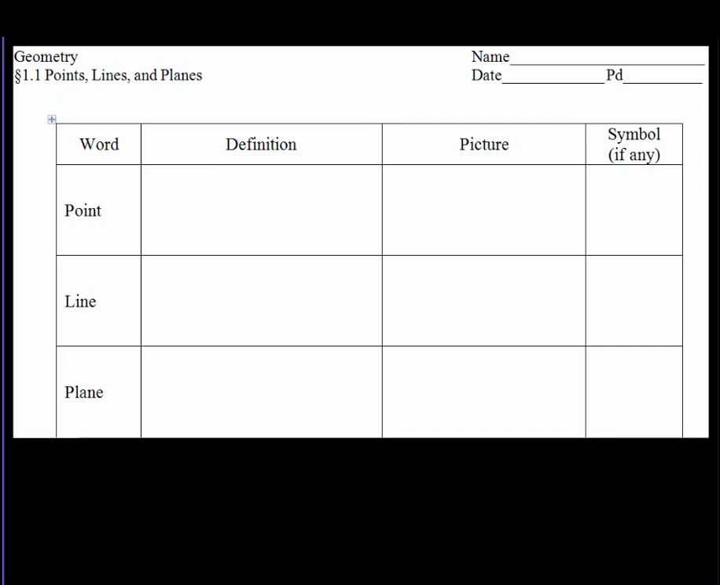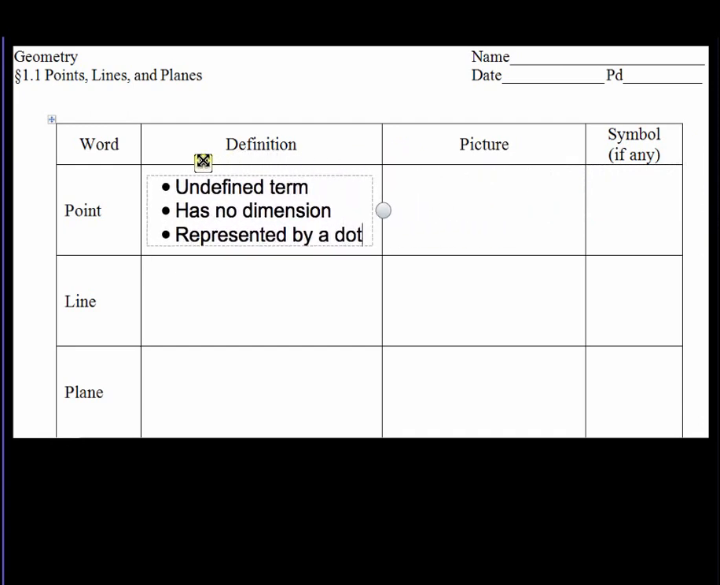Now, what you are going to need to know about the point are three things. I'm just going to go ahead and type that up for you and bring that in here, because these are the three important pieces about the point. It is one of our undefined terms. It has no dimension, and it is represented by a dot.